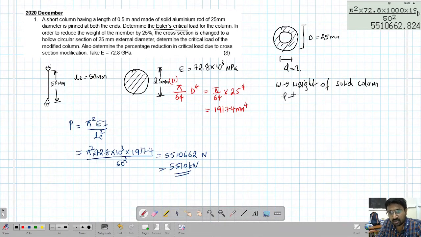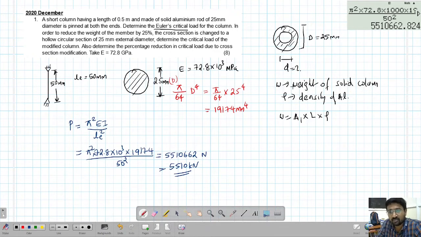Let rho be the density of the material, the density of aluminum. Then W is nothing but the area of the column, which I'll call A1, times the length of the column, which is the original length of 50 mm, times the density of aluminum. This is the weight of the solid column.